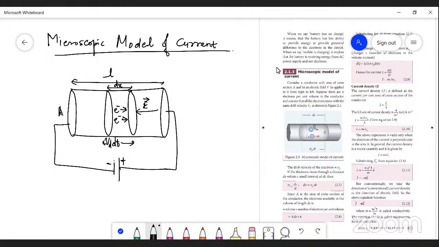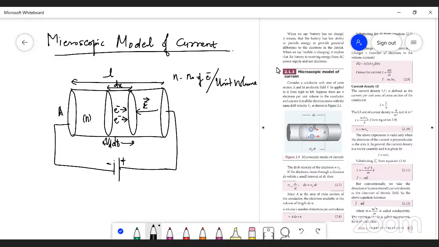Let us say small n is the number of free electrons per unit volume of the conductor. This small n refers to the number of electrons per unit volume. What does it indicate? n refers to the number of electrons present in 1 meter cube volume of a conductor.